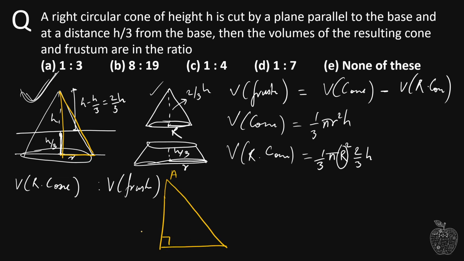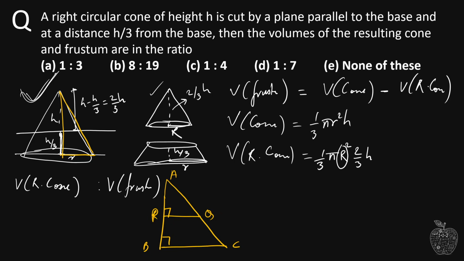Let's name this triangle ABC, and we have cut it at a distance of h by 3 from here, and this is again a right angle triangle. Let's name it PQ. This is P, this is Q. So we have two triangles here, triangle ABC and triangle APQ.